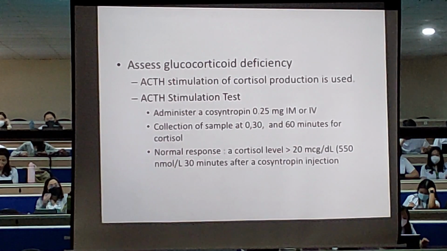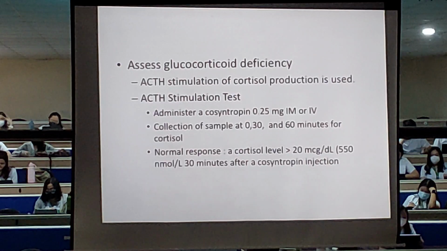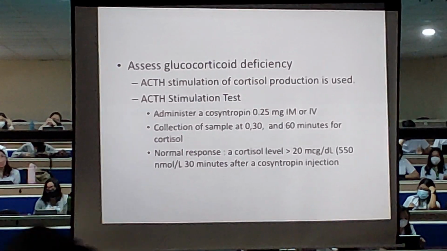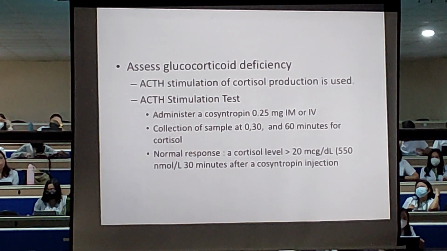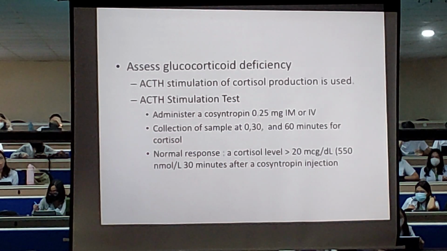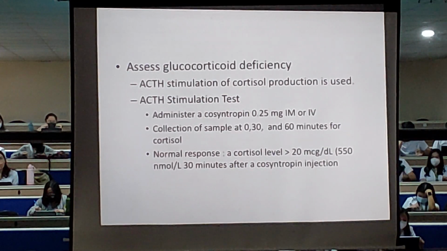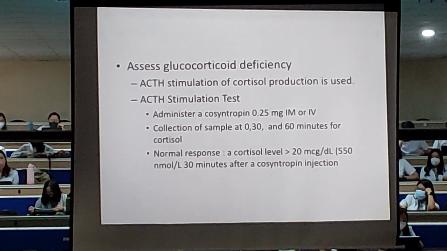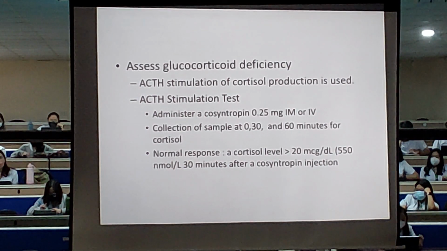Another test is for assessing glucocorticoid deficiency, and this is your ACTH stimulation test. So for deficiency, it should be stimulation, but for excess, it should be suppression. For deficiency, we need to use the ACTH stimulation test. We need to administer cosyntropin. Cosyntropin is a synthetic ACTH, which is given at a dose of 0.25 milligram, given IM or IV.